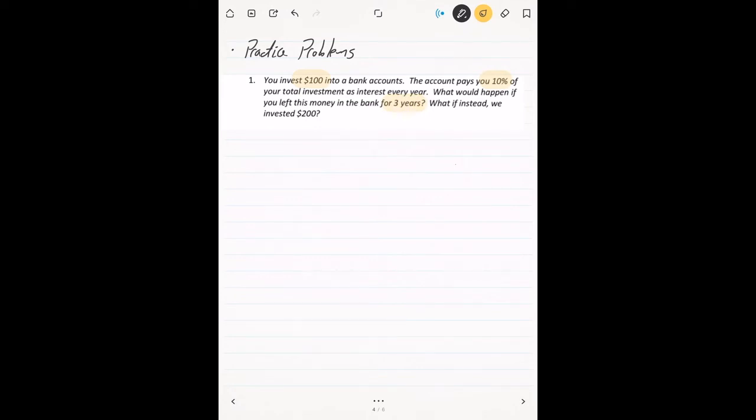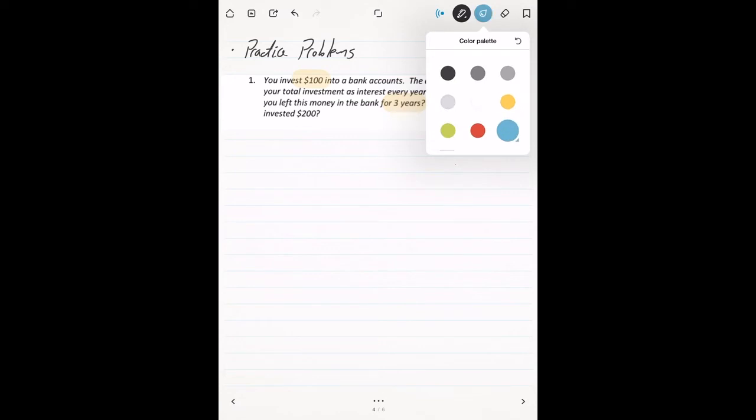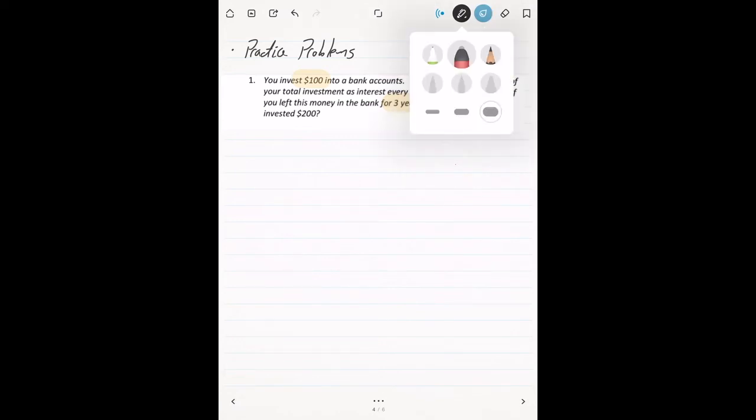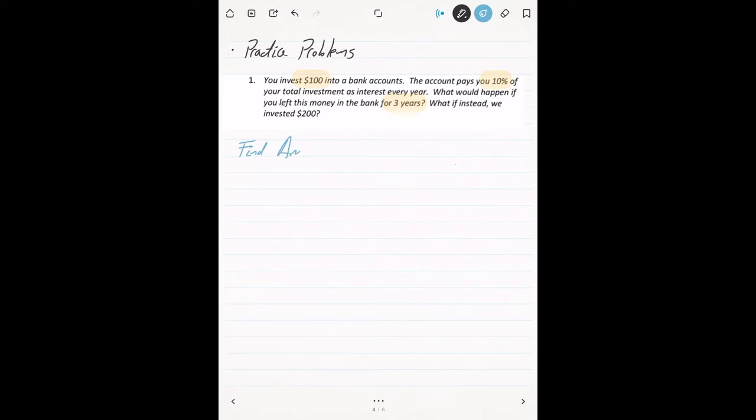Okay? What are we trying to find here? What do we need to find in this problem? Well, we need to find the amount of money in the bank after 3 years. So I'm going to write find amount of money in the account after 3 years.